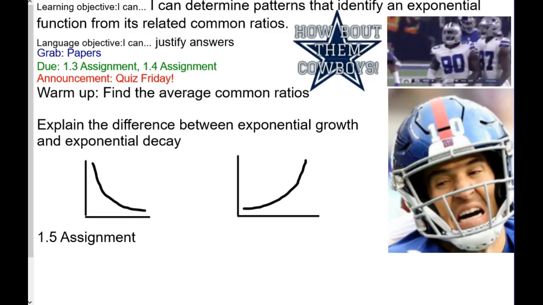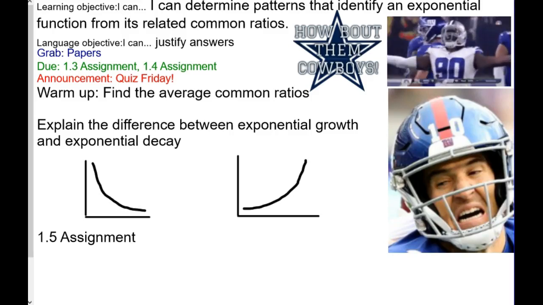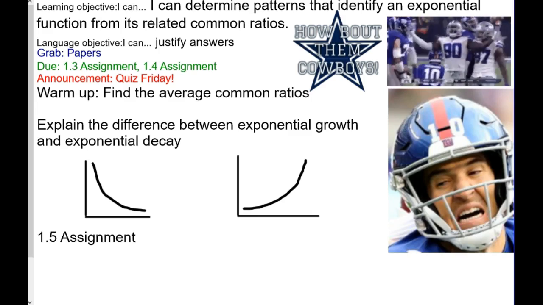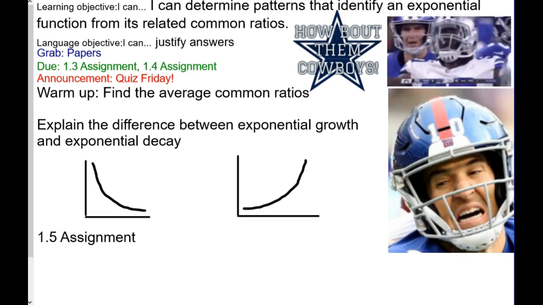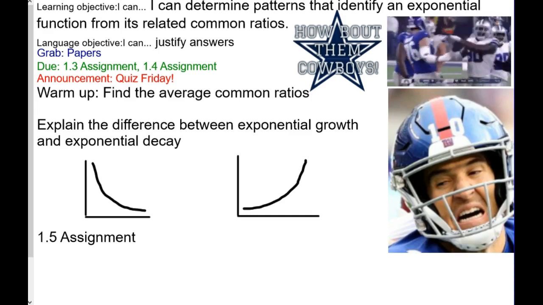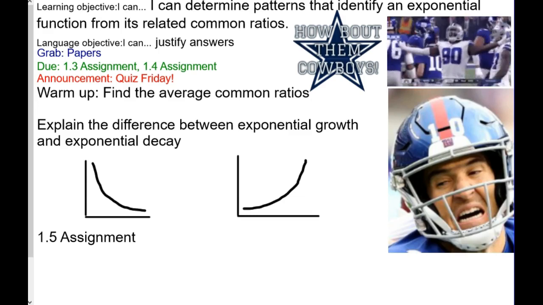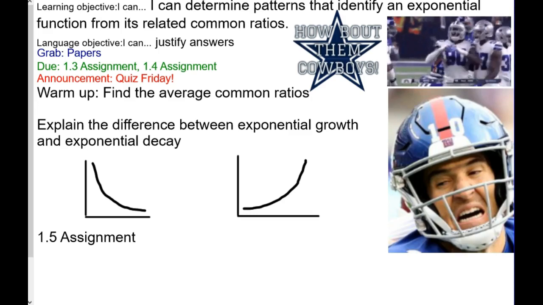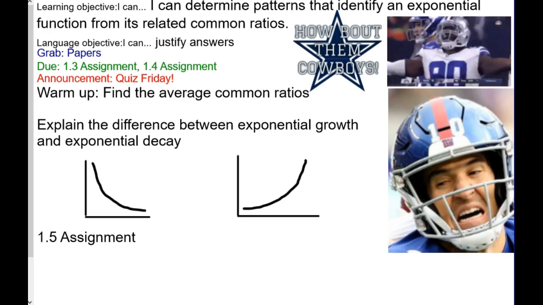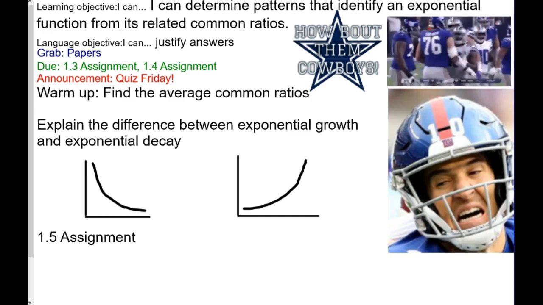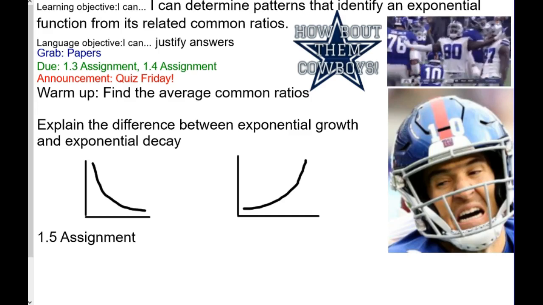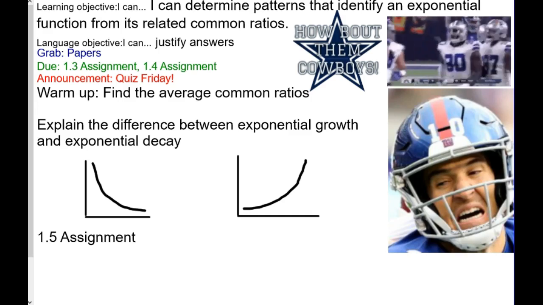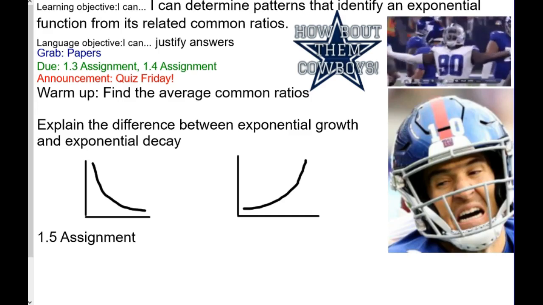So we have the same objective from Friday. Okay, and on our warm-up, you're explaining the difference between exponential growth and exponential decay. Again, if you have not written down your warm-up on your own, what does exponential growth do again? It's increasing, it's multiplying by a number greater than 1. But exponential decay is what? Decreasing, and it's multiplying by a number less than 1, between 0 and 1. Okay? So, everyone's writing that down.